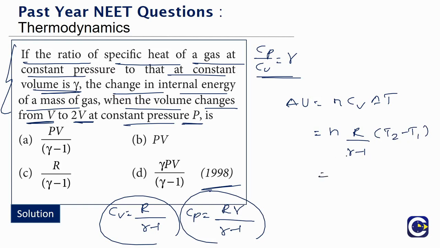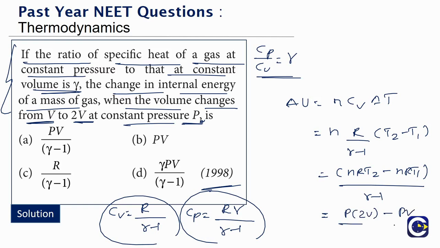Okay. So look at this. The numerator, if you multiply, what you will have? nRT2 minus nRT1 by gamma minus 1. nRT2, by the ideal gas equation, is pressure finally, which is P, volume 2V. So P into 2V minus nRT1. Pressure is not changing, same P. Initial volume is V. So we have 2PV minus PV, that is nothing but PV only. So we'll have PV by gamma minus 1. This is our delta U value.